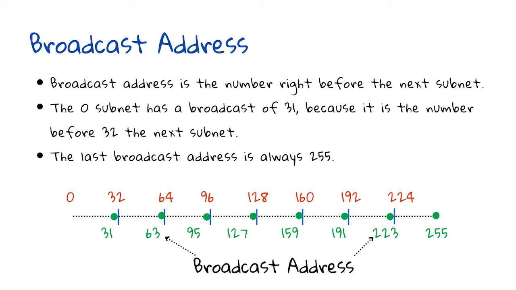I have put a line diagram to help us visualize. Our networks are increasing in 32s. So the first block is 0, 32, 64, 96. And the broadcast address is always the address before the next subnet. So the broadcast address for subnet 1 is 31. For subnet 2 is 63, for subnet 3 is 95, and for subnet 4 it is 127.